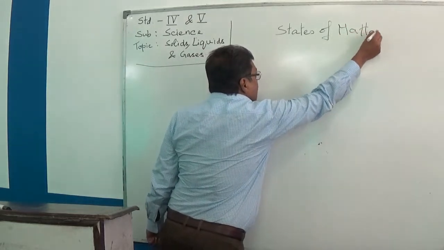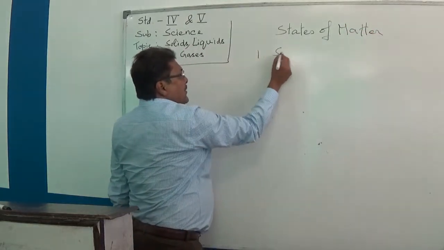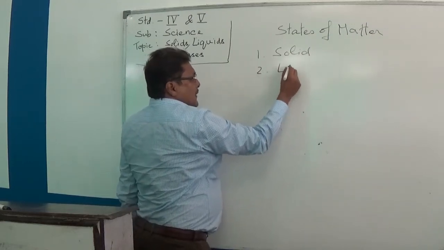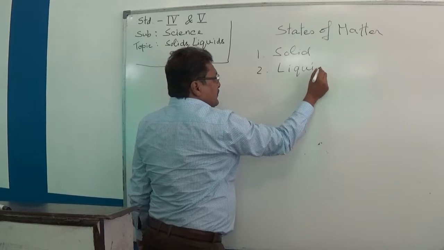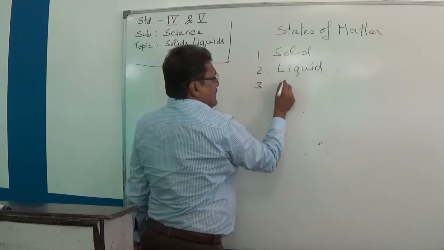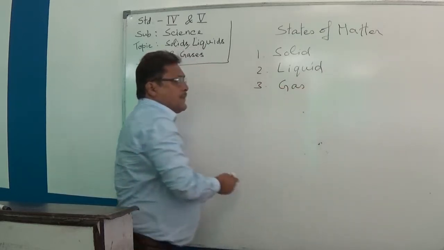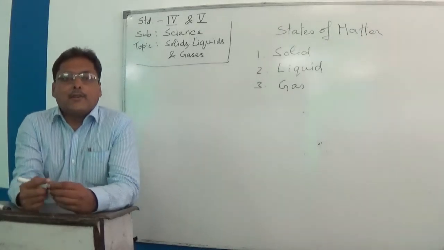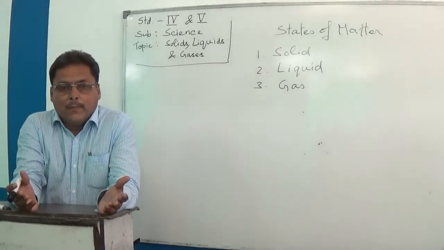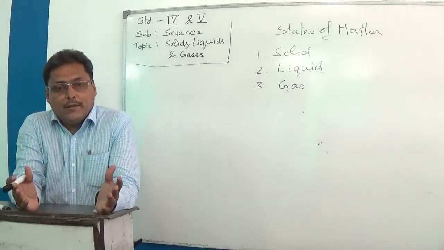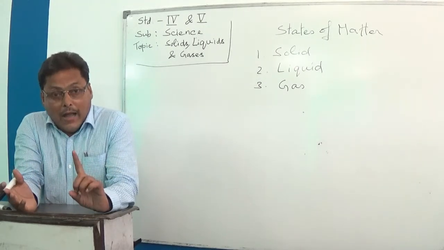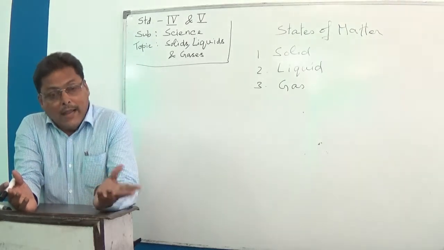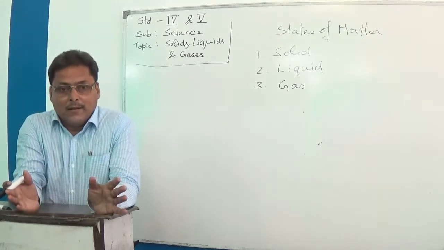Three states of matter. First is solid, second is liquid, and the third is gas. So what are the three states of matter? Matter can exist in solid state like ice, in liquid state like water, the same matter.